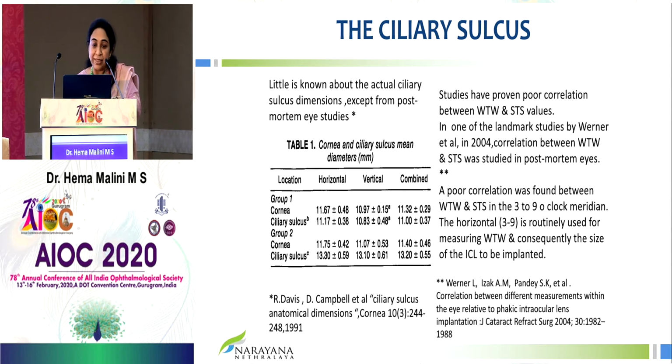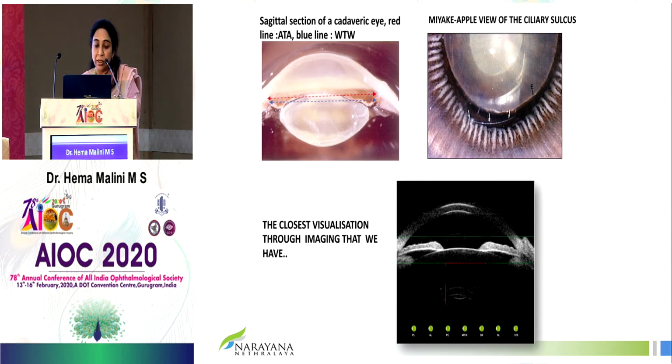So there have been several studies studying the anatomy of the ciliary sulcus. And the landmark study, which was done by Werner and Isaac et al., way back in 2004, studied the ciliary sulcus and its relevance to ICL implantation. They found that there was a poor correlation between white to white and STS, more so in the 3 to 9 o'clock meridian.